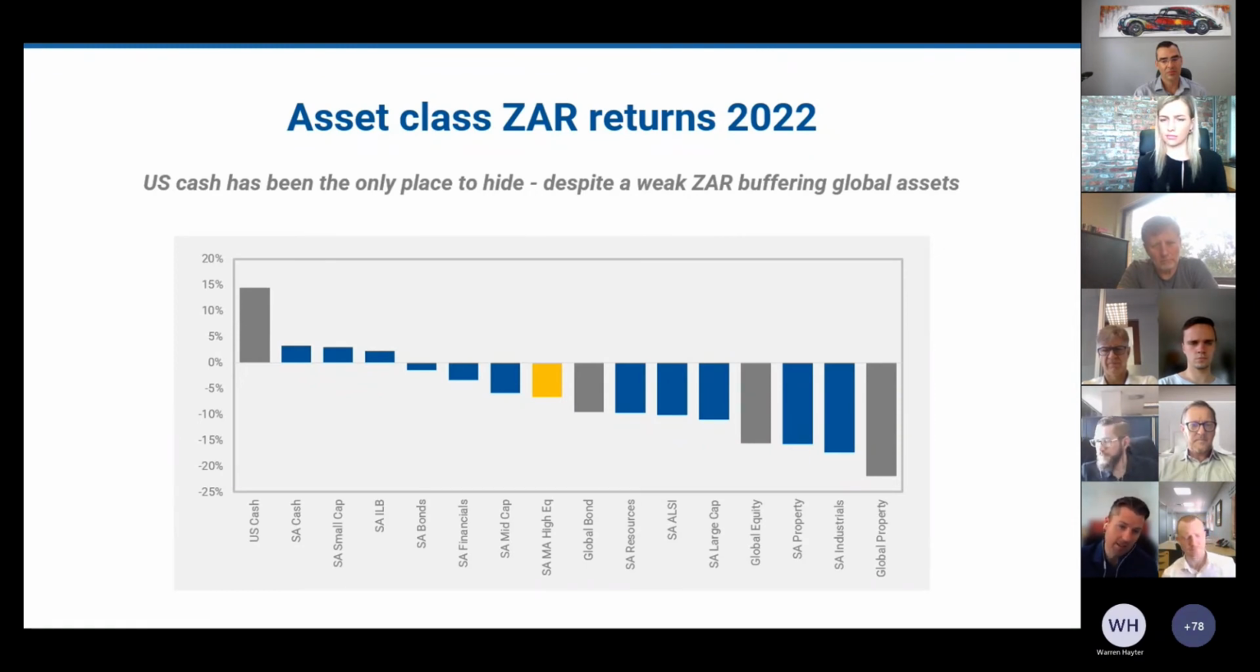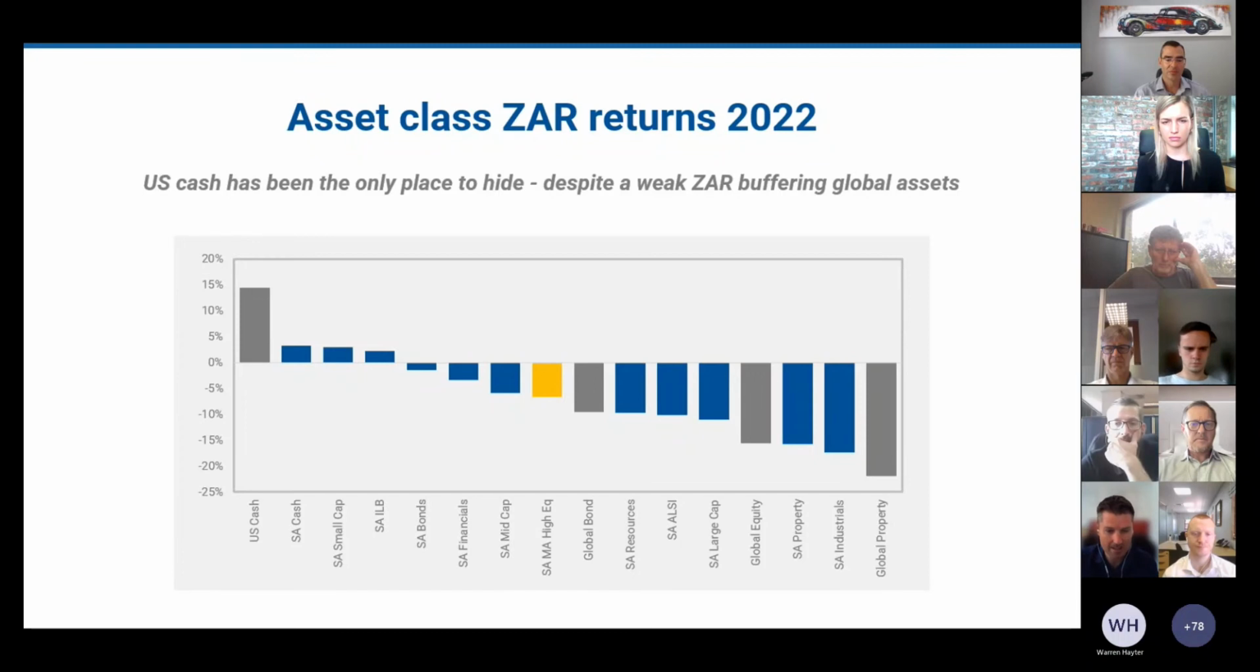The reality is that US cash has been the only place to hide this year. So as a South African investor, if you invest into US cash, you're sitting pretty. If you're sitting in SA cash, maybe a little bit of small caps or inflation-linked bonds, you've largely treaded water. But otherwise, if you're looking across bonds, the various sectors locally, mid caps, large caps, property, all down close on double digits.